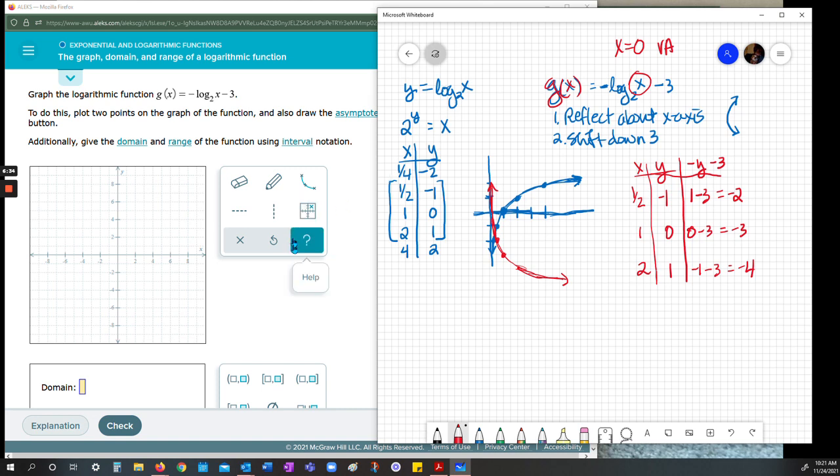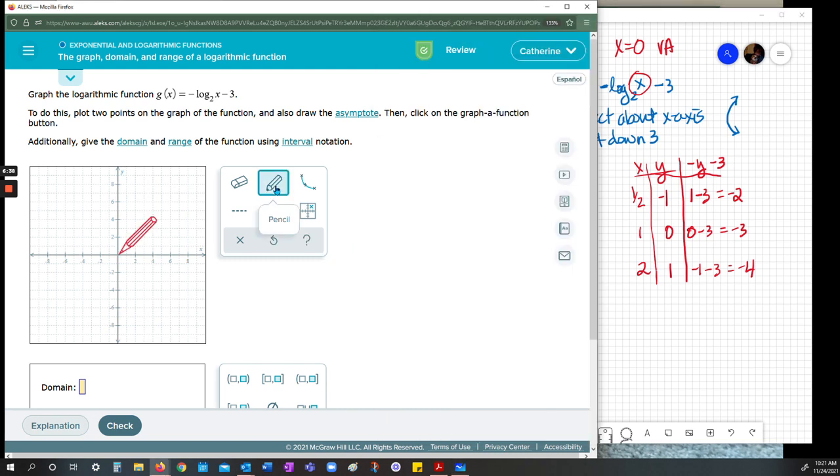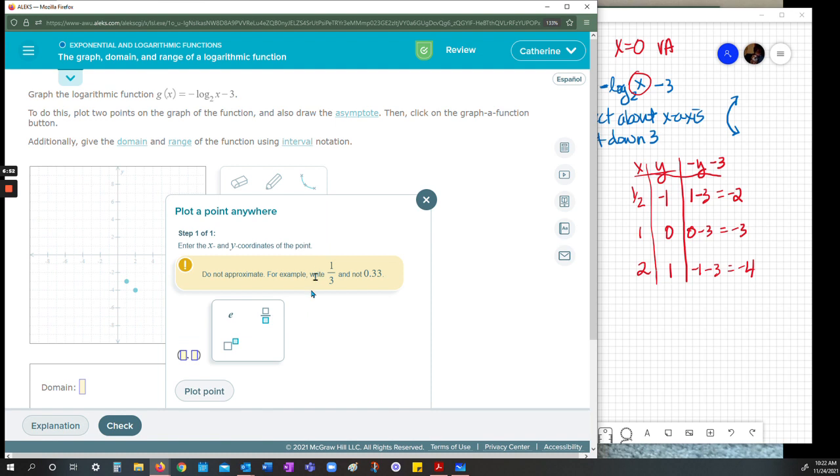Okay. So finally, let's plot this stuff. So we're plotting the red graph. So I'll do the whole number ones. So 1, negative 3, right here, and then 2, negative 4, right there. And if you want, you can still plot ones with fractions, even if it doesn't let you click it on the graph. You just type it in with this plot a point thing. So 1/2, negative 2.